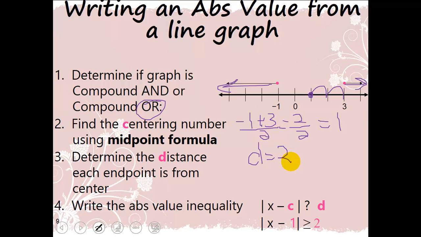This is an or. An or has to be greater than or greater than or equal to. Look at your endpoints. They're included, so it has to be greater than or equal to. X minus 1 is greater than or equal to 2.